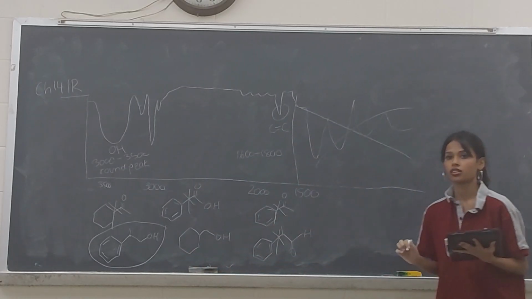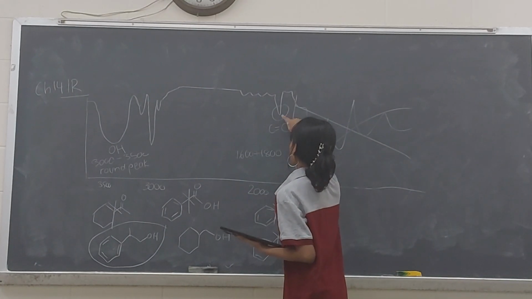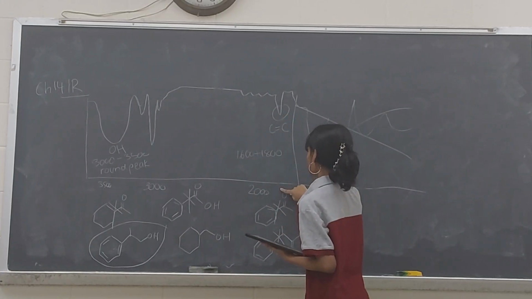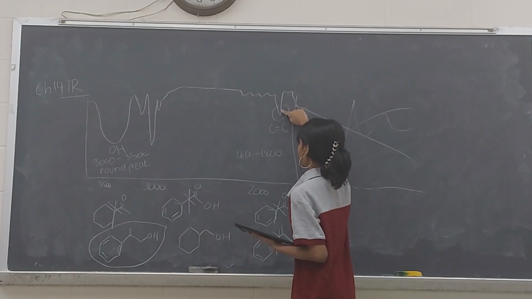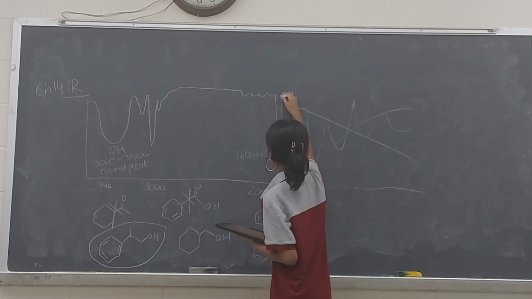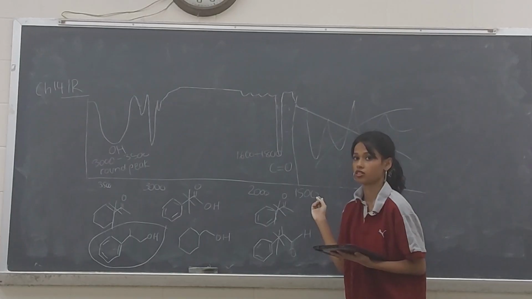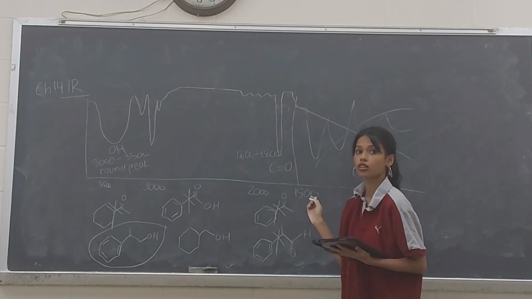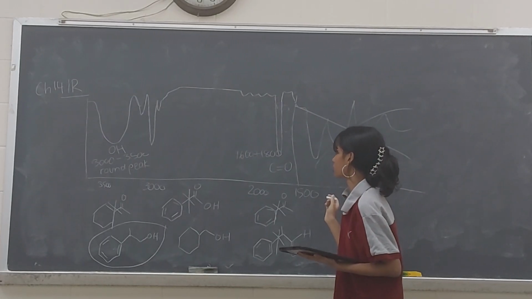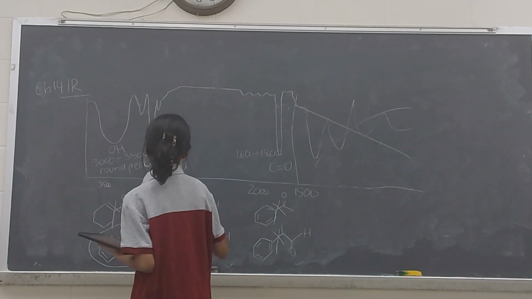Wait, what was the reason again that it's not the one on the top? So around 1,600 to 1,800, you're going to look for a peak. If this peak was like this instead, really long, then it would be an indicator of a carbonyl. And what about this one? Okay, I got it. Which one? The big one at 3,000.